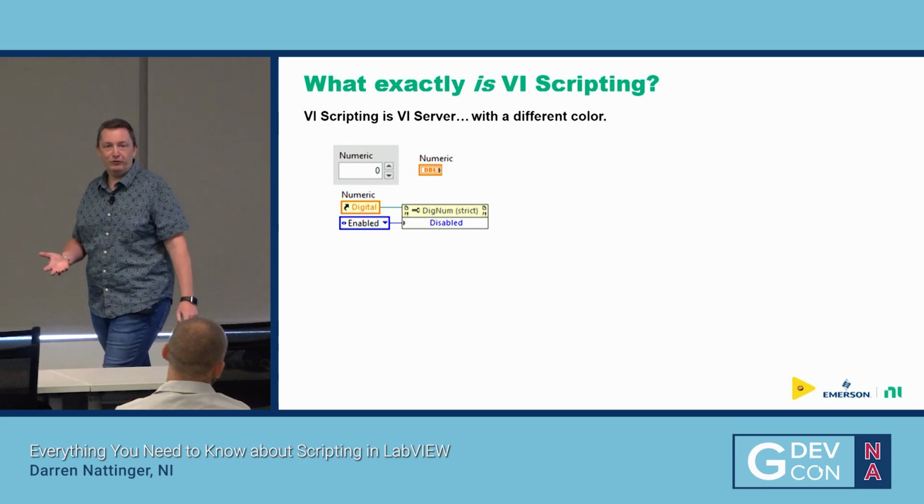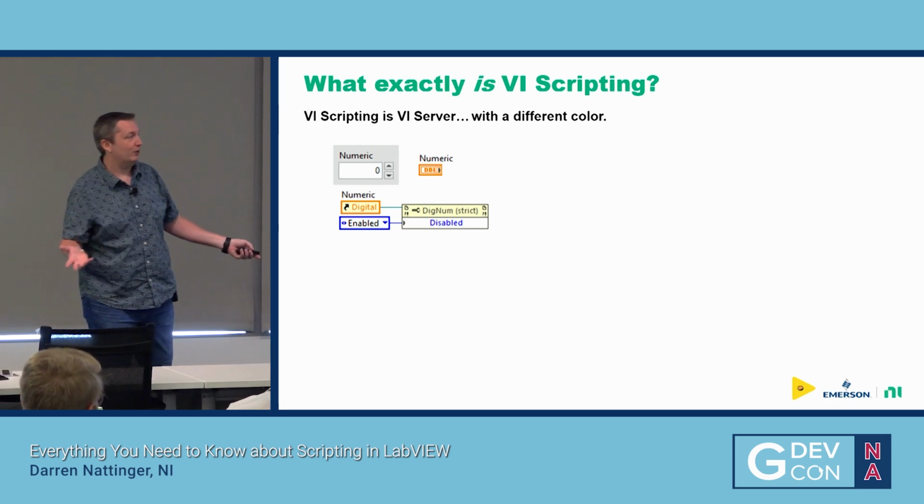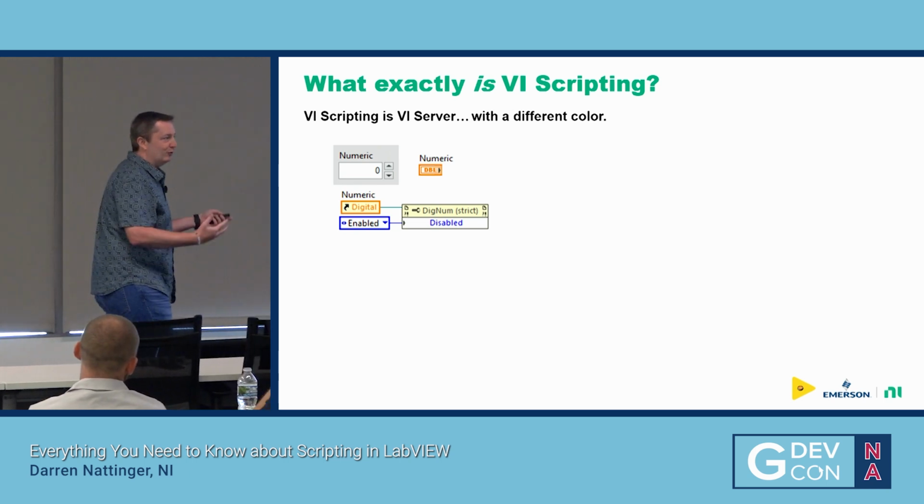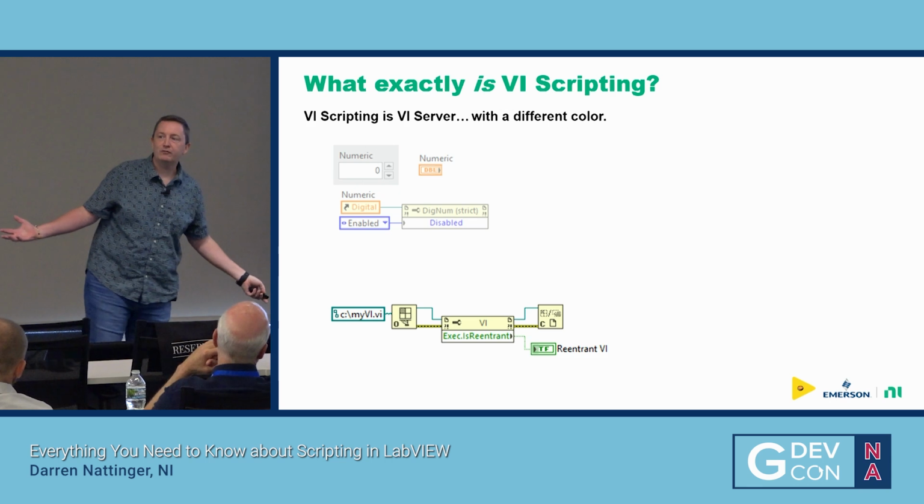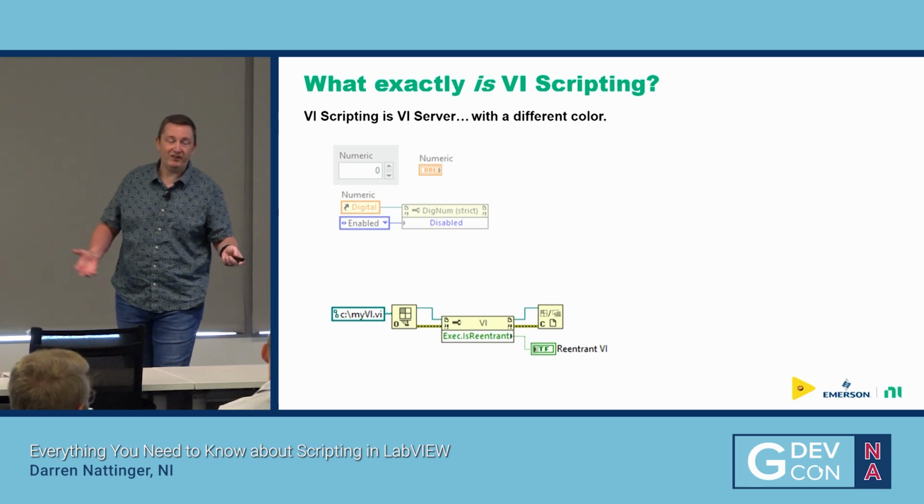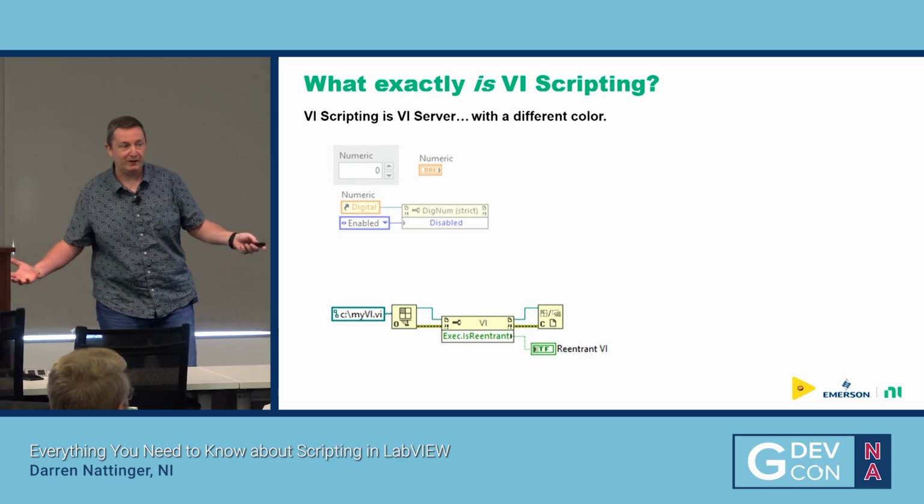This is VI Server code that is manipulating the appearance of a front panel object. Hopefully everybody in this room has seen code that looks like this before and understands what's going on here. Here's some more VI Server code. This is code that's opening a reference to a VI and reading a property of a VI. Hopefully that's pretty familiar to everybody.